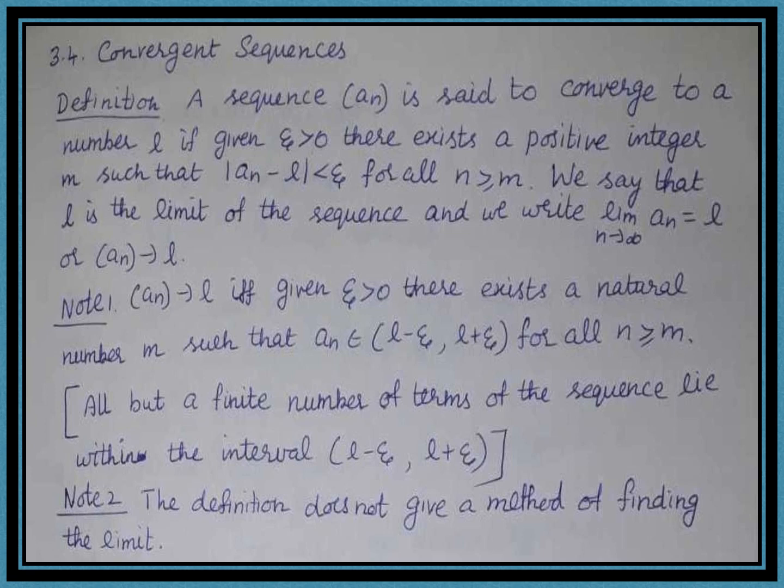This means all but a finite number of terms of the sequence lie within the interval (L minus epsilon, L plus epsilon). There is no definite method for finding the limit. On seeing the sequence itself, we can guess the limit, and that limit can be attained by finding the epsilon value properly and the positive integer m correctly.